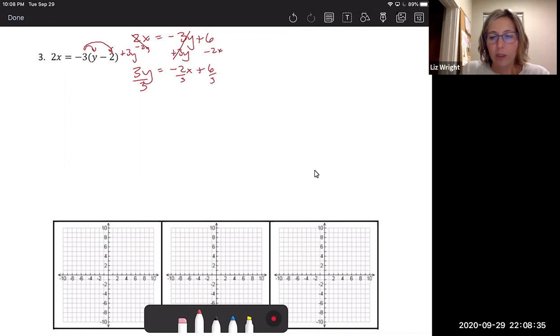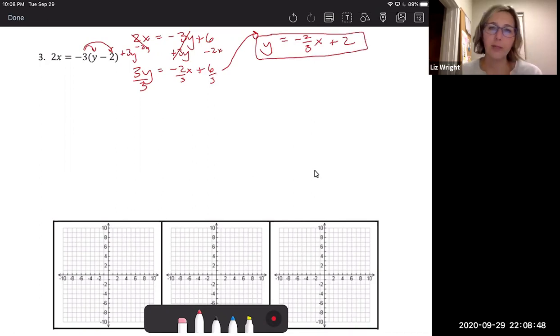So then your equation, I'm going to come up here. Your equation is going to become y equals -2/3 x plus 2. And that's going to be your equation you're going to use. So definitely make sure you've got that information written down on your paper. You've solved for y, and you're ready to go for this one. So you're going to do the table method, and then your slope-intercept form, and then your x-y intercepts.